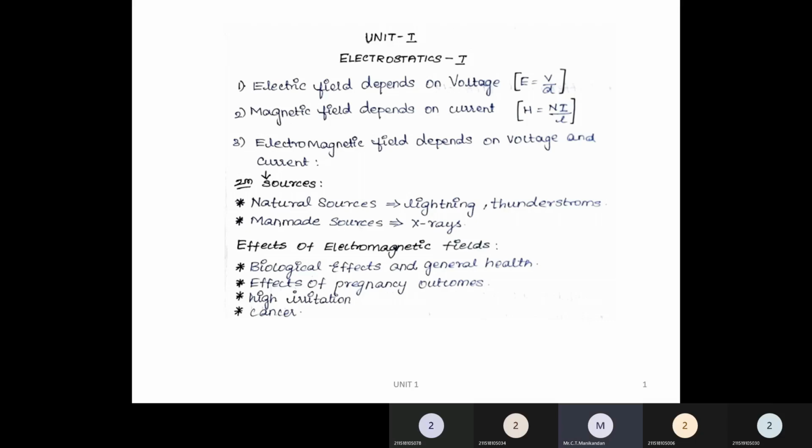In the last class we have seen the basic concepts in electromagnetic fields. We will be continuing the same concept and applying it to special areas.